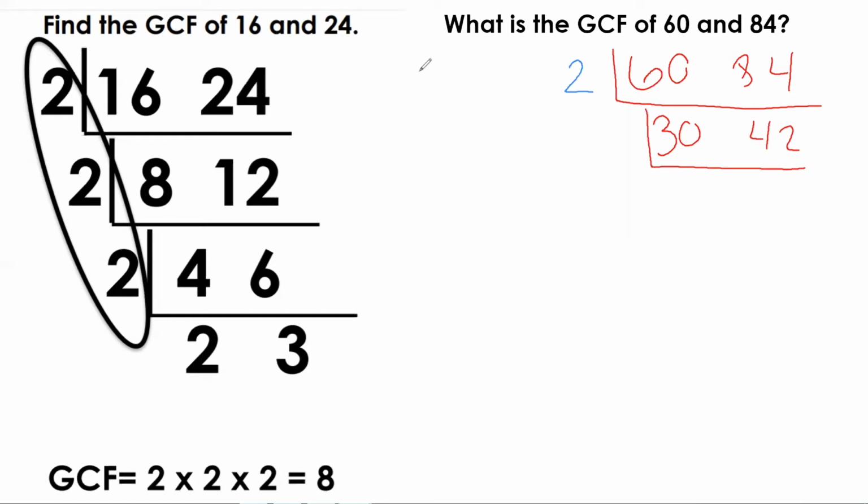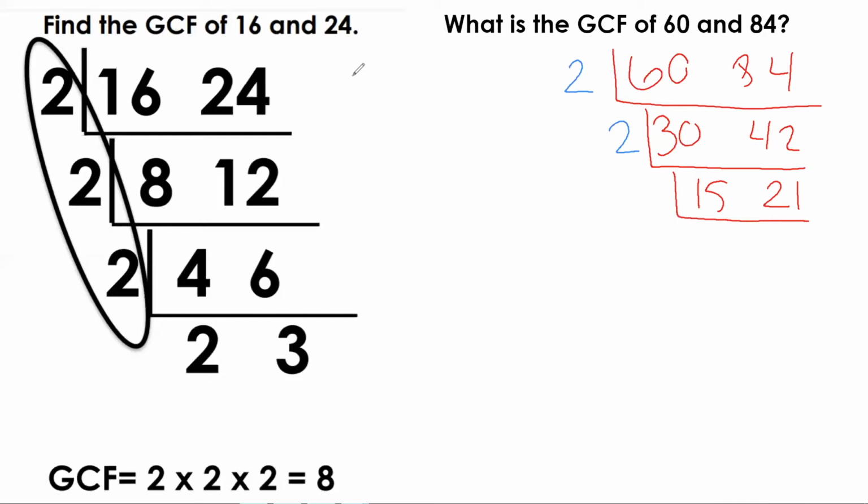Now again, I notice 30 and 42, they are both even numbers. They can both be divided by 2. So I put 2 on the left-hand side, outside of the cake, and now I divide. 30 divided by 2 is 15. 42 divided by 2 is 21. Make a new cake layer.